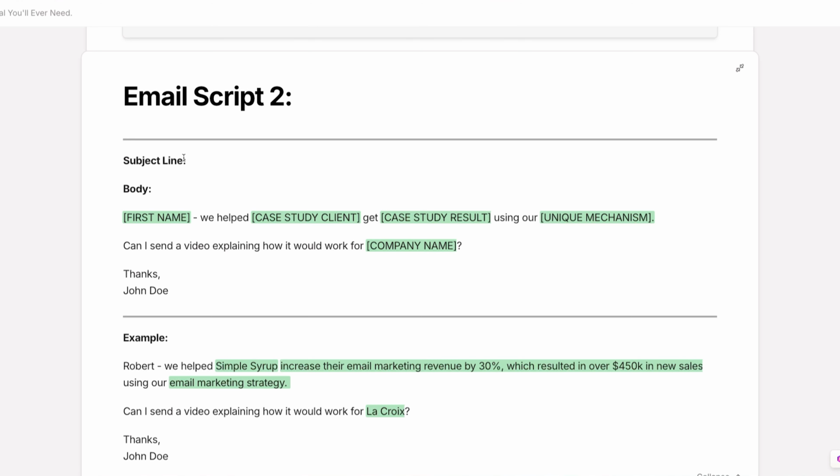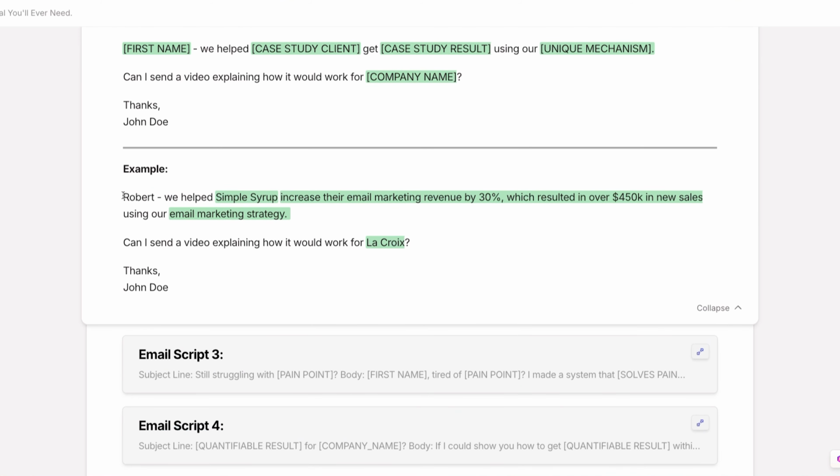The second one, this one doesn't have a subject line. That's besides the point. So: first name, we helped case study client get case study result using a unique mechanism. Can I send you a video explaining how it would work for company name? Very, very simple. And you'll notice none of these email scripts are super long or detailed or talking about the features, anything like that. It's all about the result, social proof, and how can I help you.